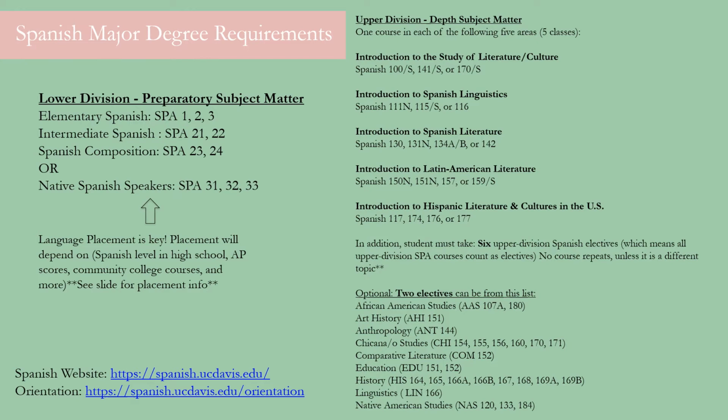And the requirements are to take 1 course in each of the following 5 areas. And in addition, students must also take 6 upper division Spanish electives, 2 of which, it's optional, can be outside of Spanish, and we have this specific list of courses that we do accept.